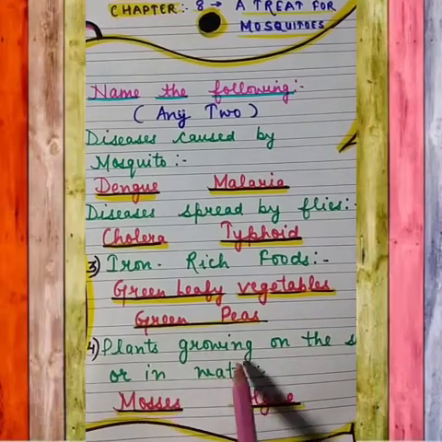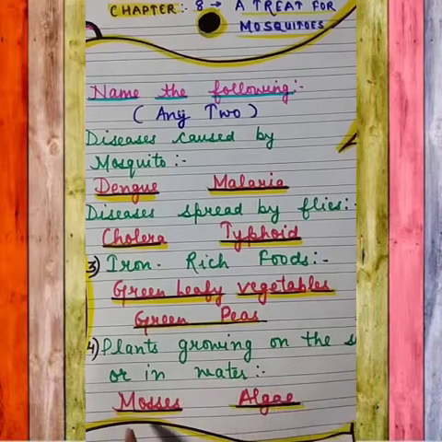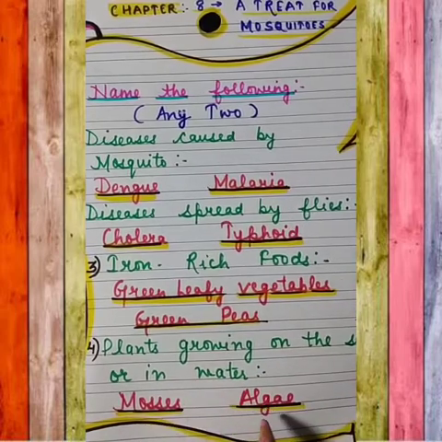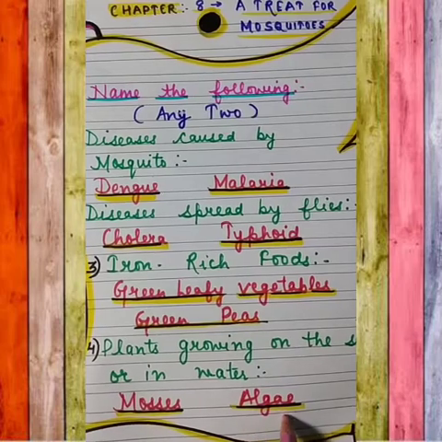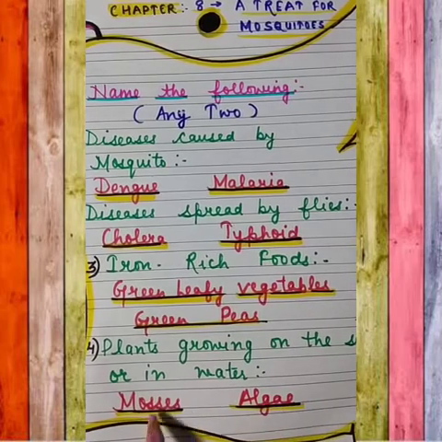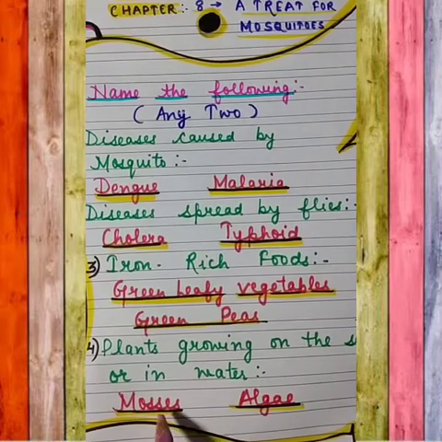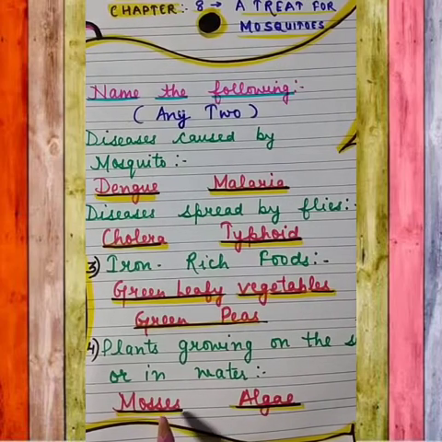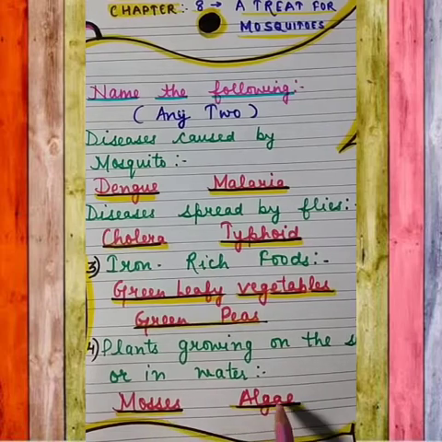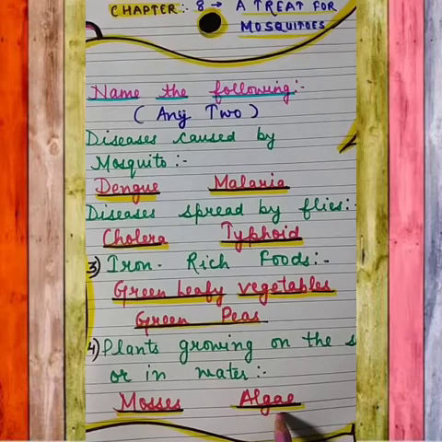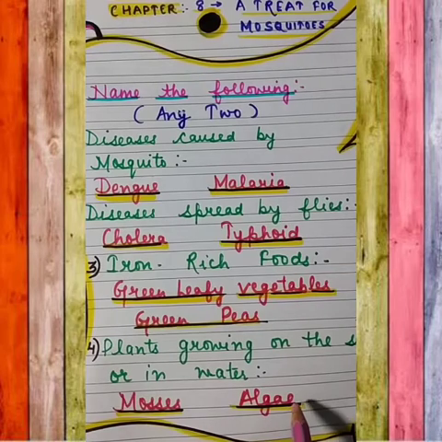Fourth one is plants growing on the side or in water. These two are mosses and algae. Learn to pronounce this word. This is algae. Mosses are small green seedless plants, and they grow in areas which lack a large amount of moisture. Moisture means tiny drops of water in the air or on the surface or in the ground. Now this is algae. Algae is also a simple non-flowering aquatic plant. It resides in oceans, lakes, ponds.